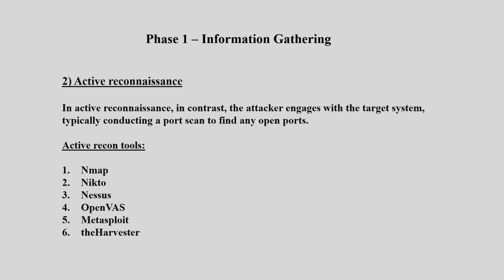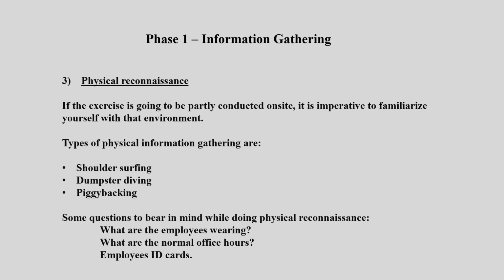Let's see the third reconnaissance process, that is physical reconnaissance. If the exercise is going to be partially conducted on site, it is imperative to familiarize yourself with that environment. For example, if I'm targeting a bank, in our case let's say HDFC, first I will perform passive reconnaissance. I will go to the HDFC bank site and find the location of the bank. Once I get the location, I will perform the physical reconnaissance there. I will go to the HDFC bank and observe each and everything like an attacker.